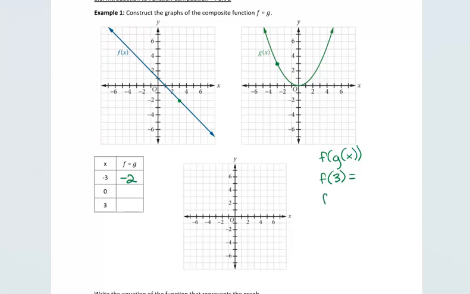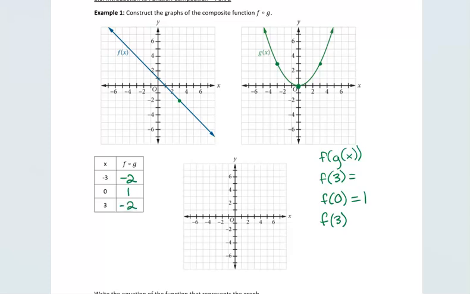So we're really finding f of g of 0, which was 0. And f of 0 is 1. So we'll put 1 right here. Last one. Now we're finding g of 3. G of 3 on the graph is 3 again, which we know was -2.